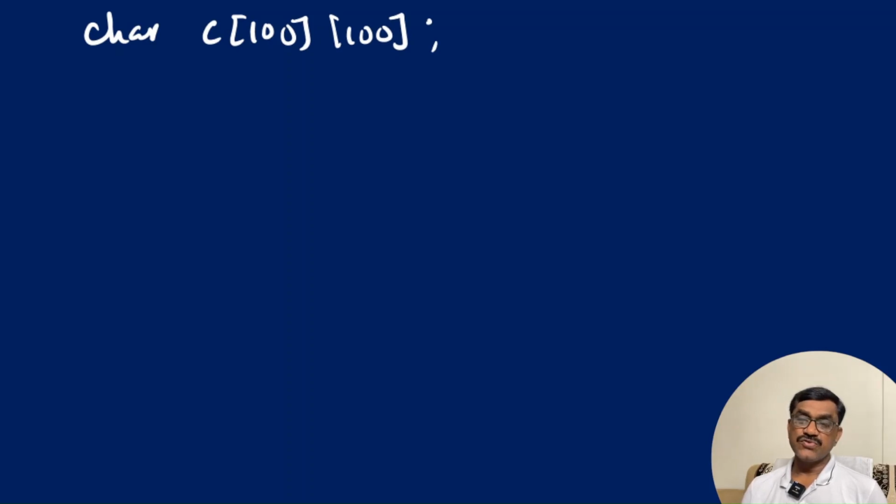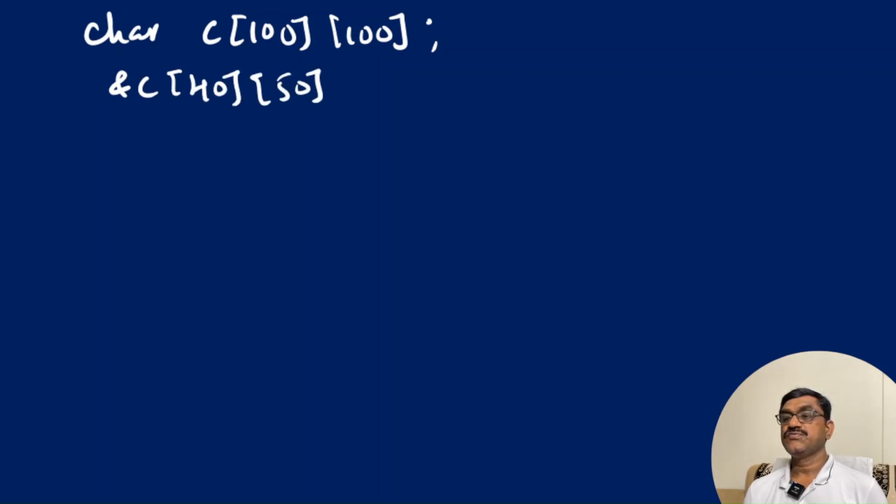They have given the character array char C[100][100], which means that 1000 locations are reserved. And they asked, what is the address of C[40][50]? Address of C[40][50]. Now, we can find out the answer for this directly by using the equation.